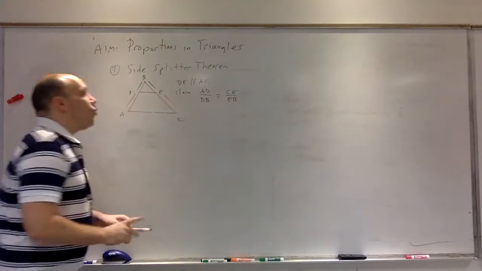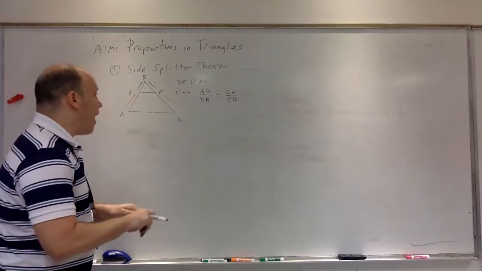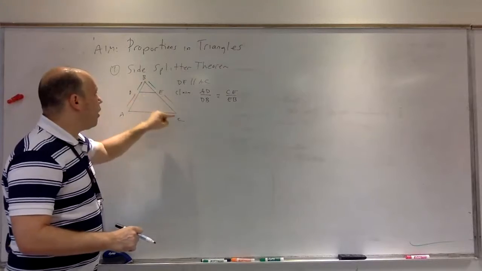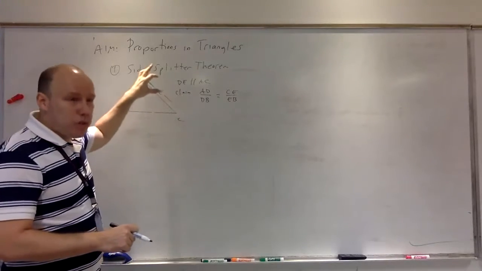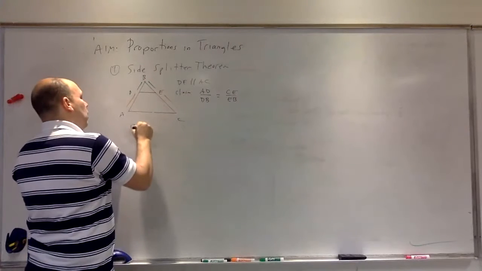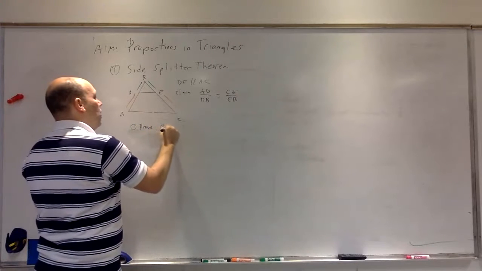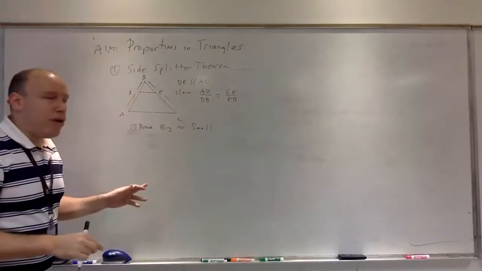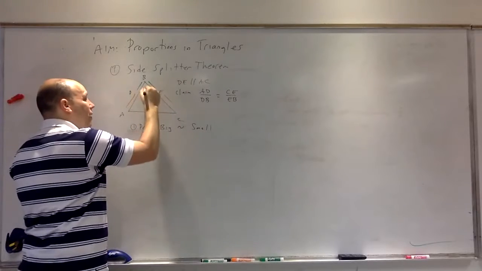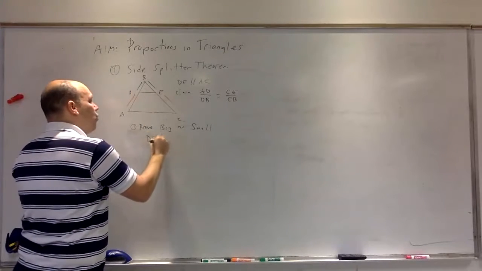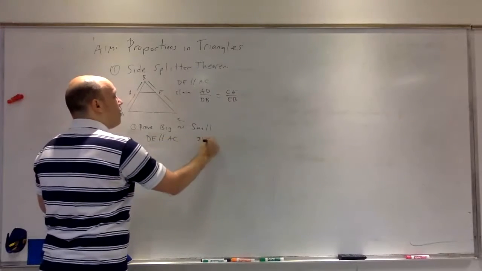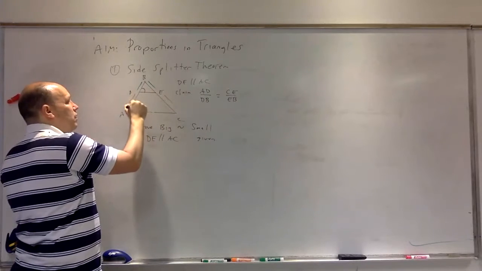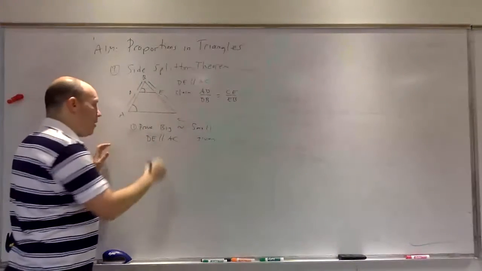So the first thing is we want to prove two triangles similar. I see two triangles here. I see a little triangle and I see a big triangle. First, prove big is similar to small. Well, that's not difficult because we said that DE was parallel to AC. That was given. Therefore, we can say that angle BDE is congruent to angle A.